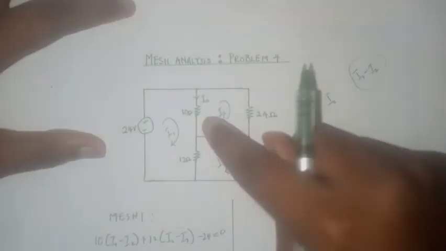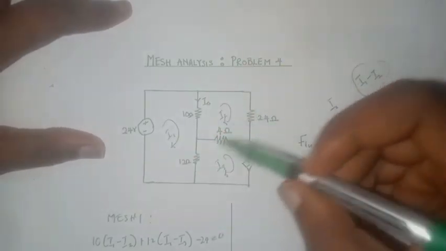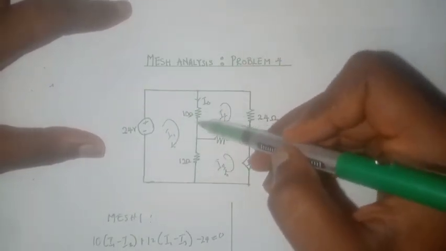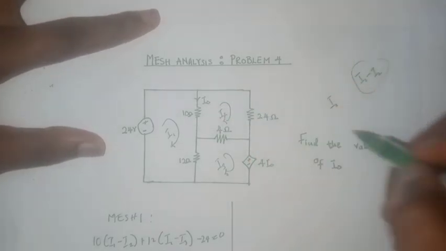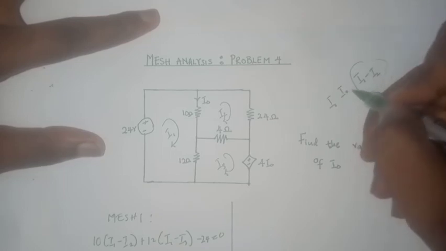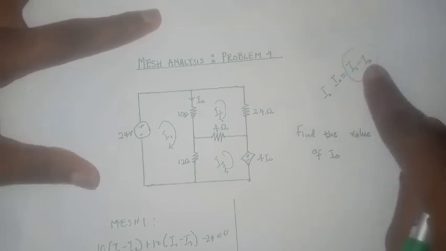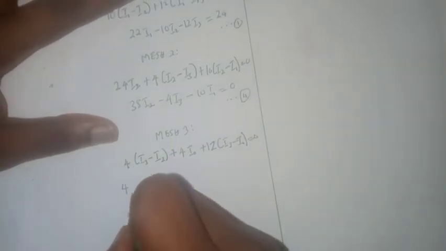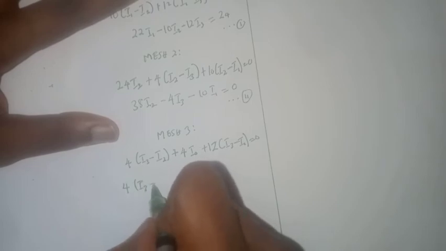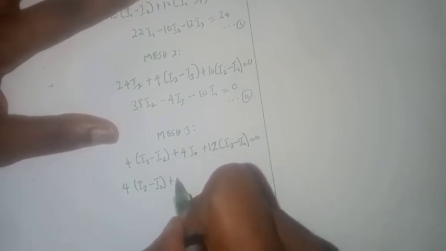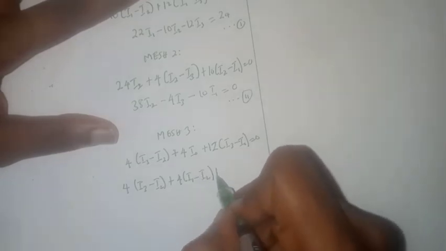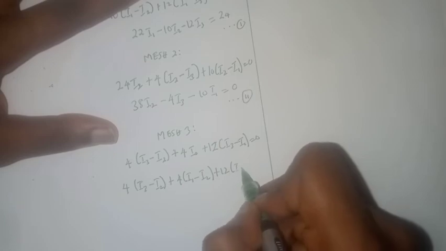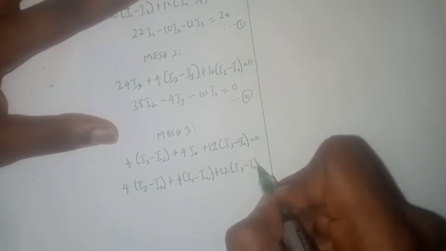Now, recall that this is I naught. So I naught is flowing in this direction, that would be I1 opposed by I2, so I naught equals I1 minus I2. We already stated that earlier. So we can substitute that here, and we would have 4 into I3 minus I2 plus 4 into I1 minus I2 plus 12 into I3 minus I1, all equals 0.